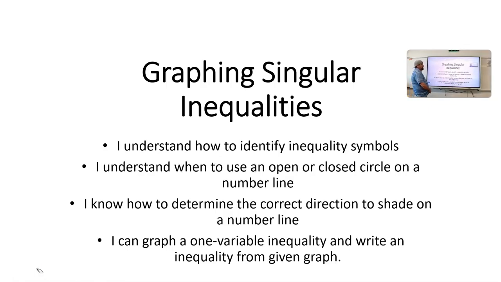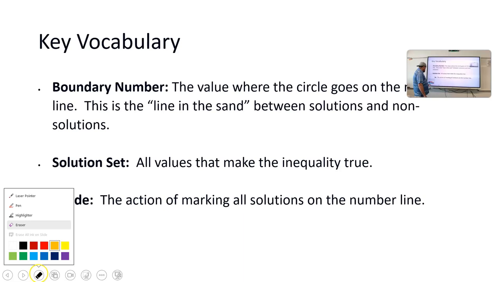For this lesson, we are going to learn how to graph singular inequalities. We have a few goals. We want to be able to say, I understand how to identify inequality symbols. I understand when to use an open or closed circle on a number line. I know how to determine the correct direction to shade on a number line. And then we want to be able to say, I can graph one variable inequality and write inequality from the given graph. So there are our goals. Let's look at our vocabulary.